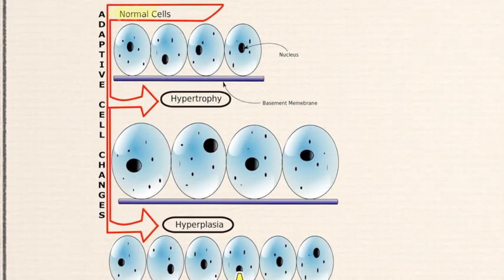These are normal cells. As you can see, they are 4 in number. Okay. And over here we have an example of hyperplasia. As you can see, there is a change in the number of cells. There is an increase in the number of cells. This happens in hyperplasia.